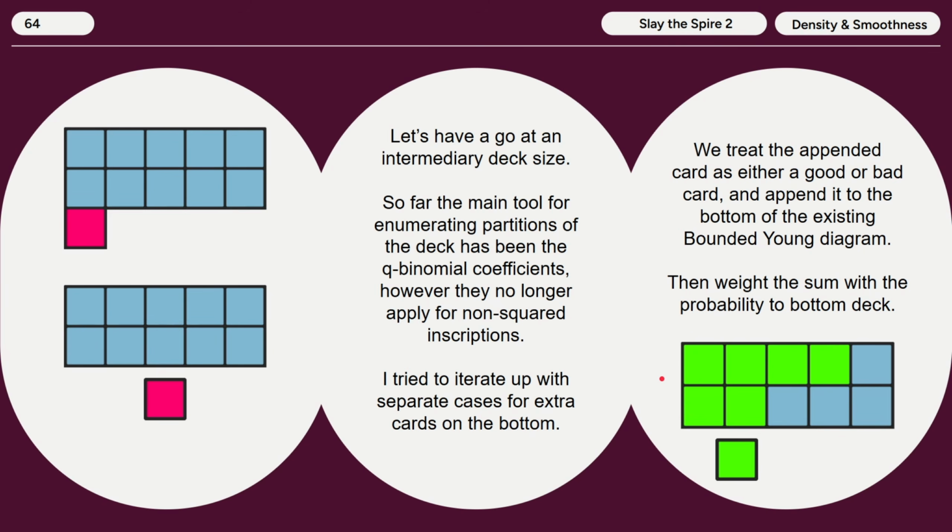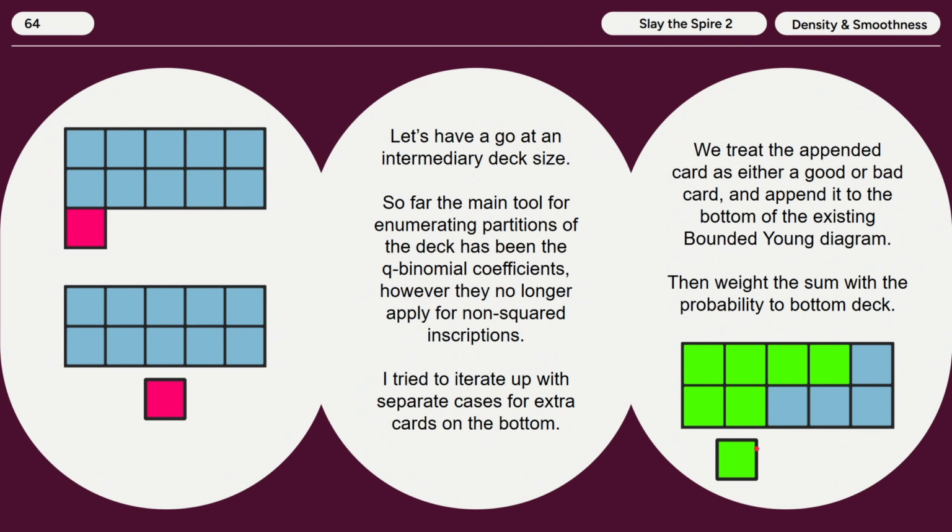Let's have a go at an intermediary deck size. So far, the main tool for enumerating petitions of the deck has been this Q binomial coefficient. I used this over and over again to make sure that I was enumerating all the petitions correctly. However, they don't apply for non-squared inscriptions. So I tried to iterate up with separate cases from the bottom cards of the deck: put a bad card in the bottom, put a good card in the bottom.